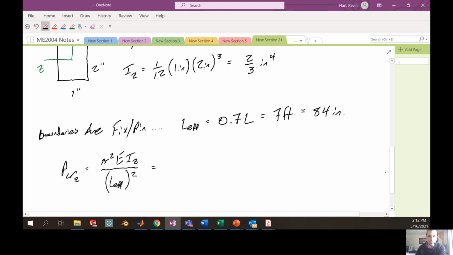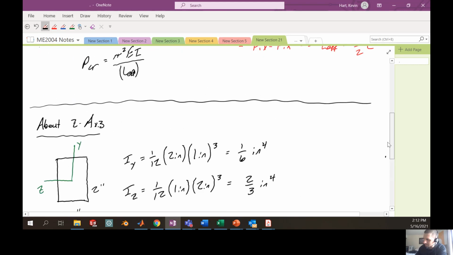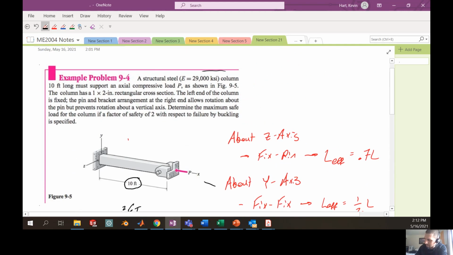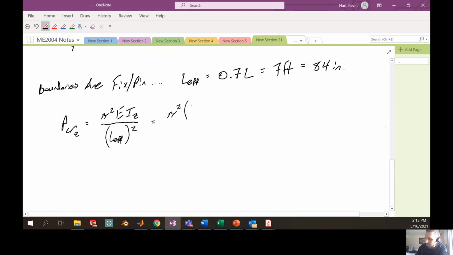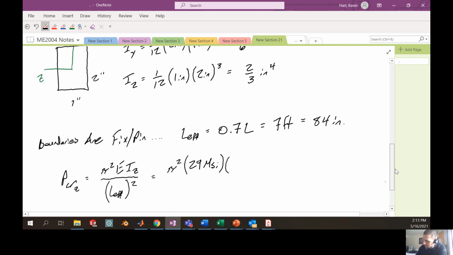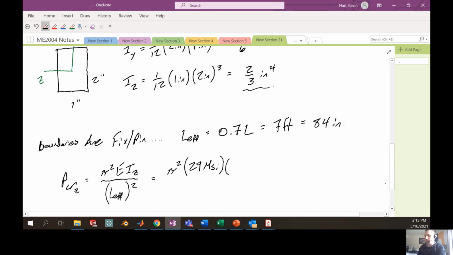All right, so we can start putting some numbers into this now. So here we have pi squared times the elastic modulus. I can go all the way back up to my problem statement for that. Here I see the elastic modulus is 29 MSI, or 29,000 KSI. I'll just write this as 29 MSI, multiplied by the area moment of inertia about z. I just remind myself that's up here, this 2/3 inches to the 4th.